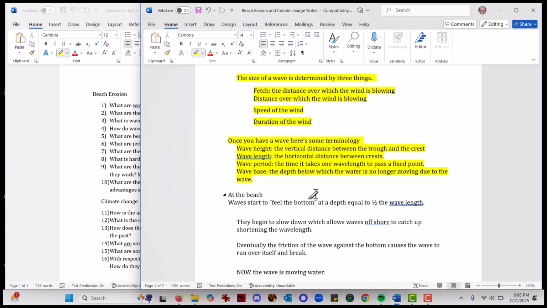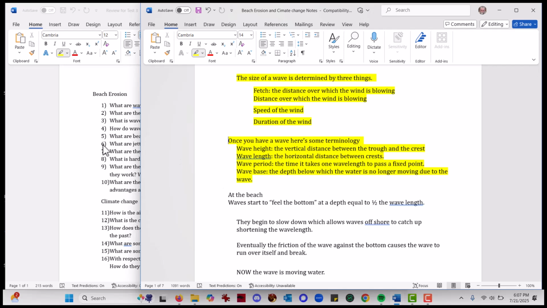And then wave base is the depth below which the water is no longer moving because of the wave. It equals 1/2 of the wavelength. So if the wavelength is 10 meters, wave base is 5 meters. So if you're 6 meters down, you don't know the wave is up there. It's going to go right over your head, and you're never going to know it's there.